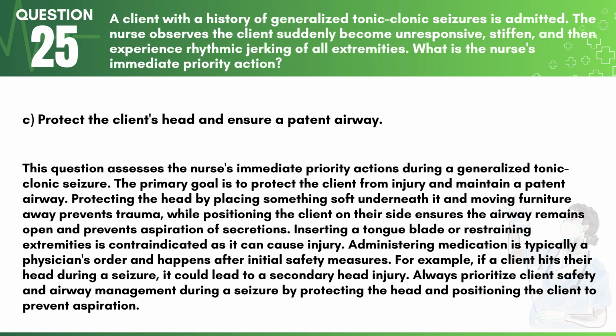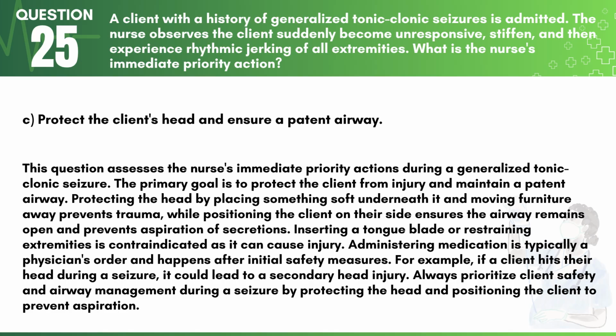Answer: C. Protect the client's head and ensure a patent airway. This question assesses the nurse's immediate priority actions during a generalized tonic-clonic seizure. The primary goal is to protect the client from injury and maintain a patent airway. Protecting the head by placing something soft underneath it and moving furniture away prevents trauma, while positioning the client on their side ensures the airway remains open and prevents aspiration of secretions.